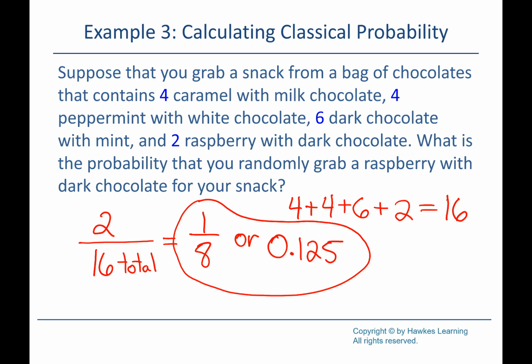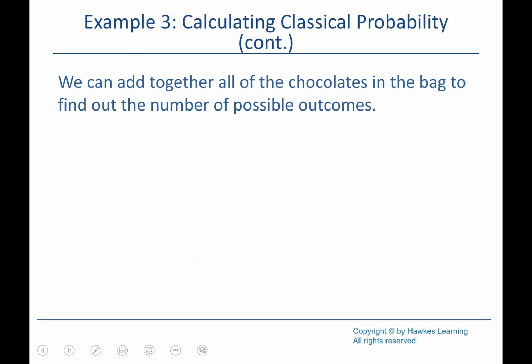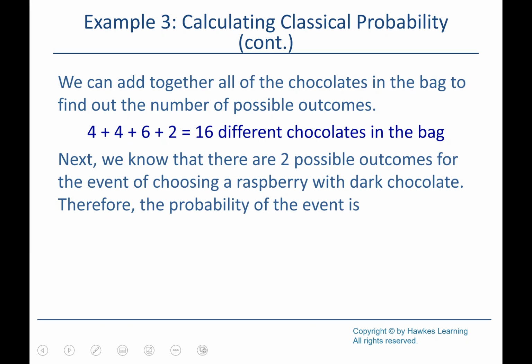We just take how many outcomes are in our event, divide it by how many total outcomes we have. So not bad. Okay. That's classical probability. The second kind of probability we're going to talk about is called empirical probability.